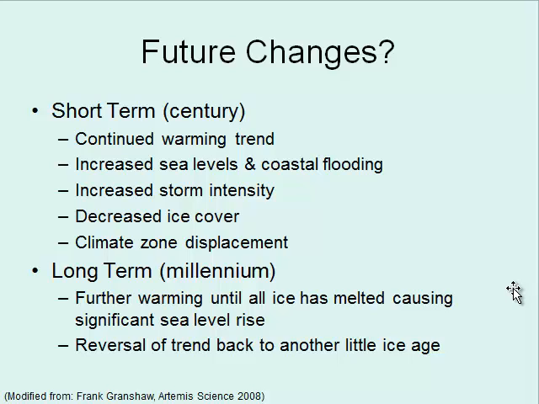There's various models that have been run that show maybe the continued warming trend will happen. We'll have just increased warming until all the ice is melted, causing a really significant increase in sea level. Or we could have this increased warming throw us back into a cooling period. And we had one of those in the 1700s or so, which was called the Little Ice Age.